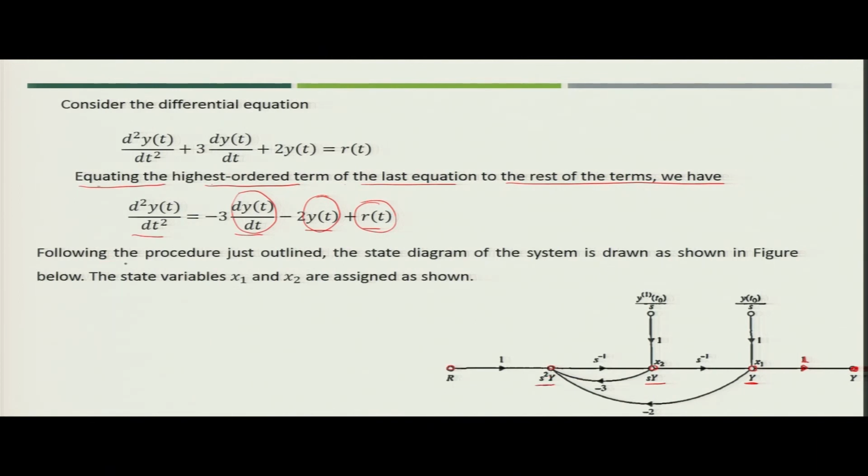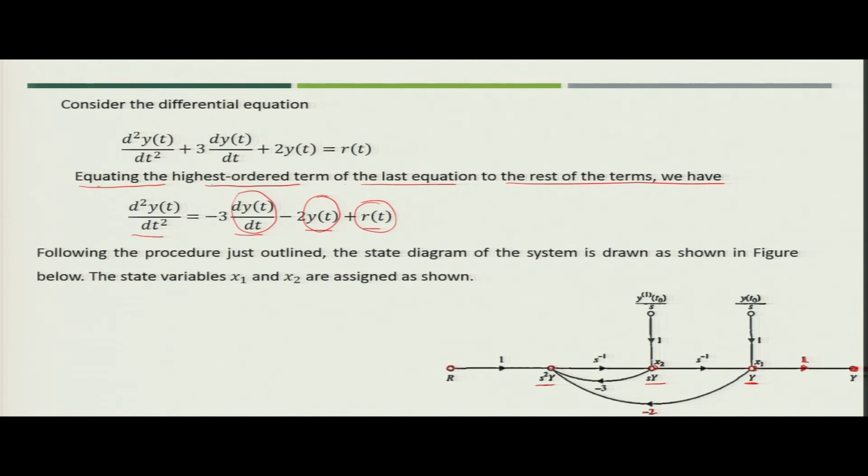Now, the procedure we followed previously, we will just use that procedure. So, y is added to s square y with minus 2 as a coefficient. dy by dt you multiply with minus 3 to add to s square y. So, we get these two connections, and r is having 1 as a coefficient. So, r is connected to s square y with 1 as the gain.